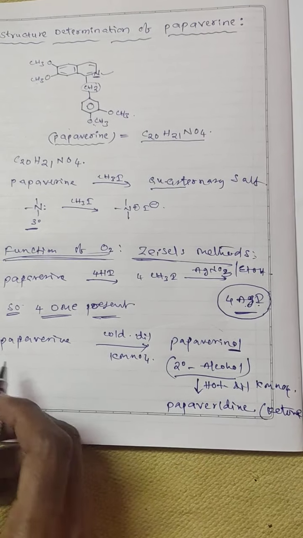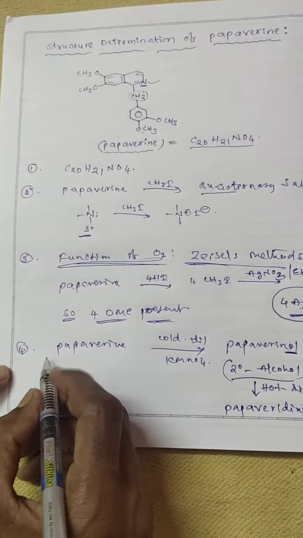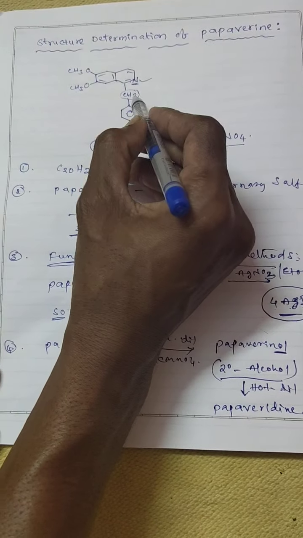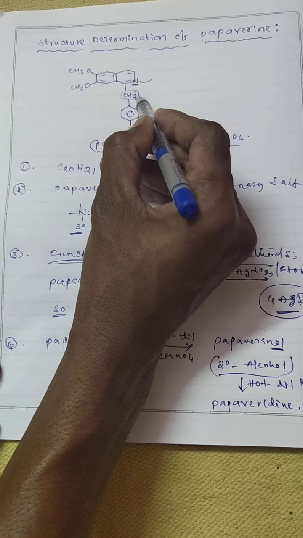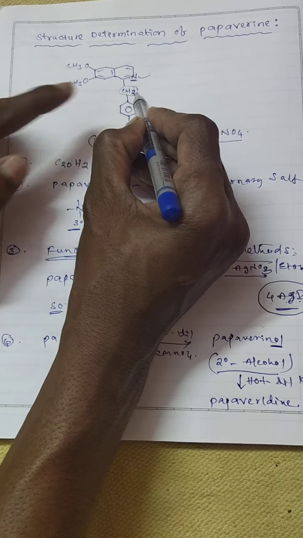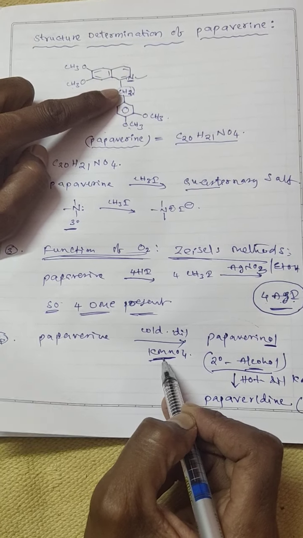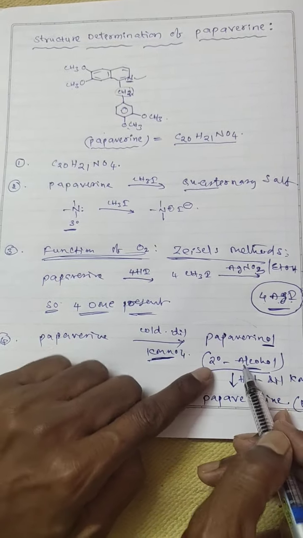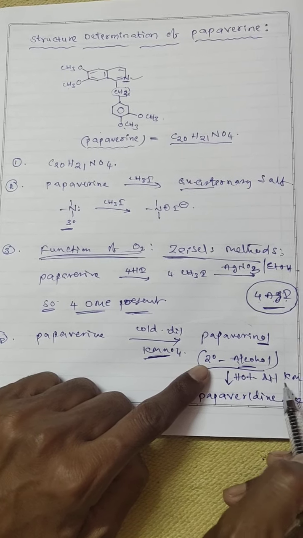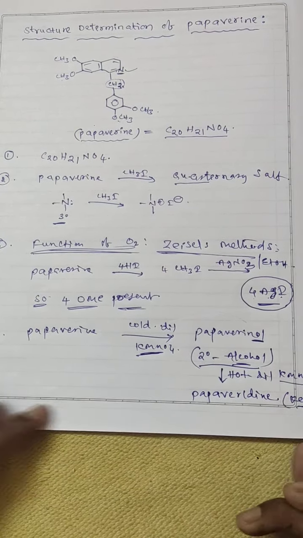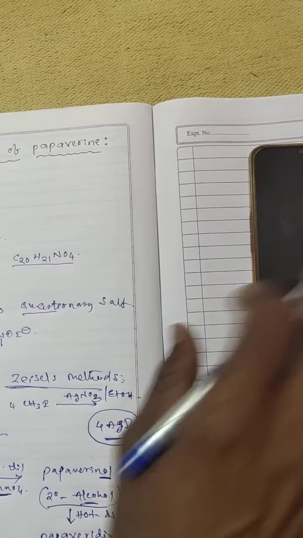So I will write the formula here. Actually it is the CH2 group here. This group is converted into alcohol whenever we react with KMnO4. Again this group, the secondary alcohol, when reacted with KMnO4 forms a keto group. So I will write it clearly with the reaction.